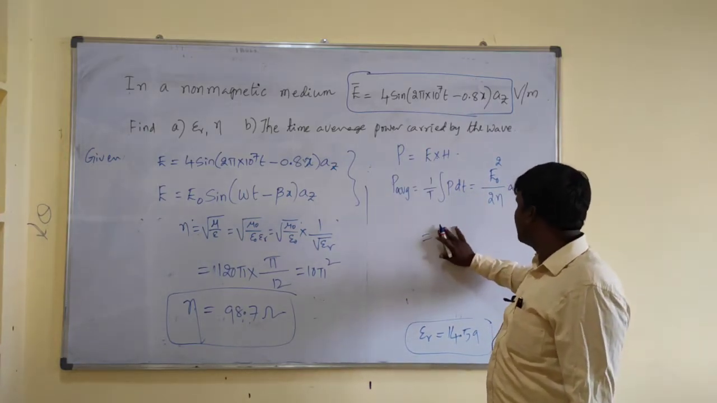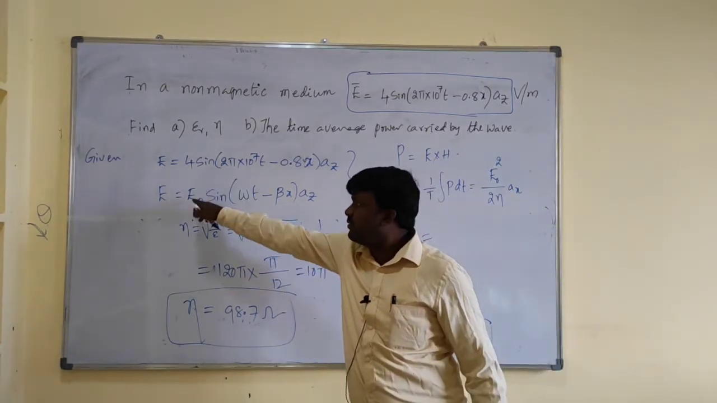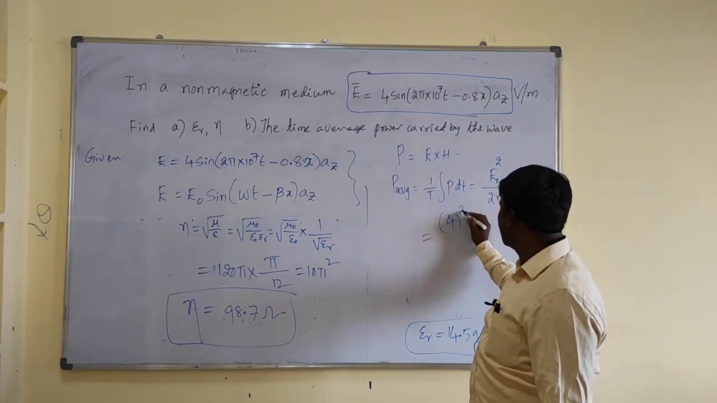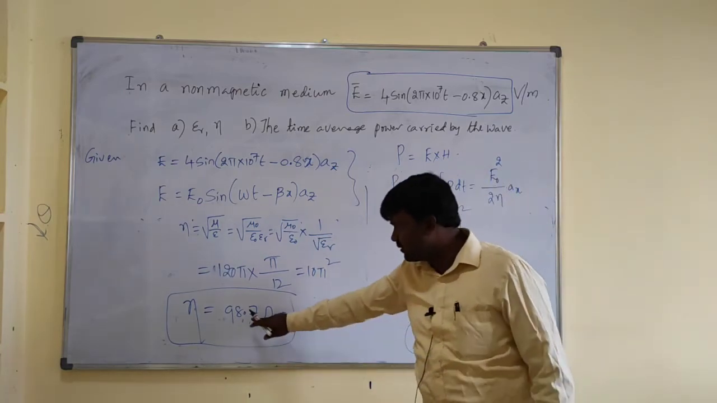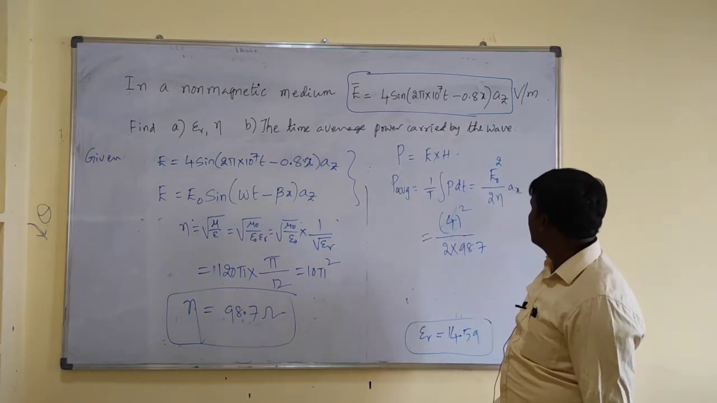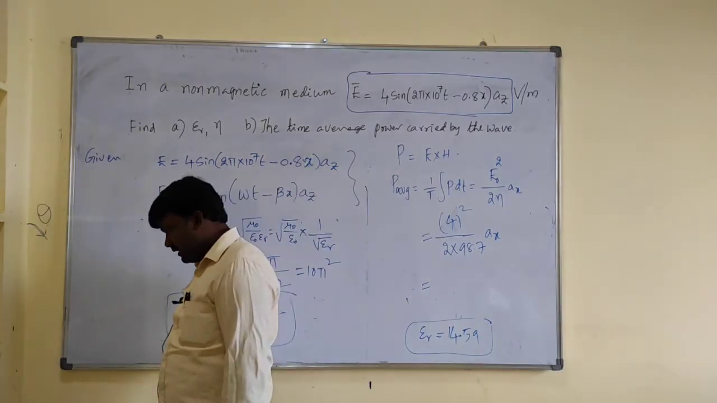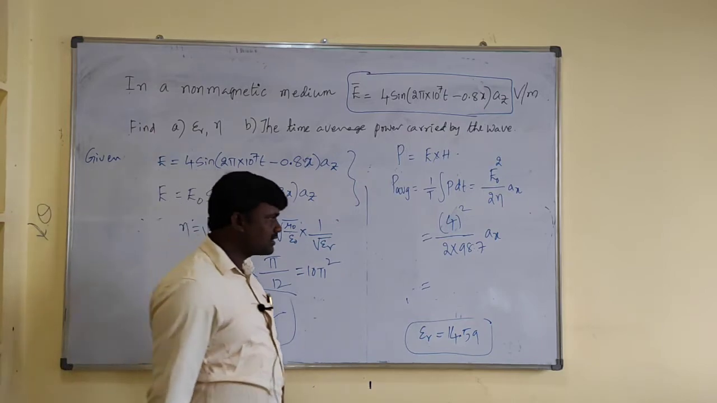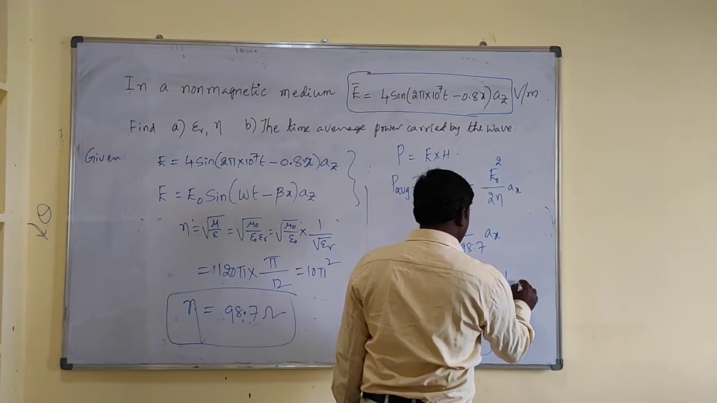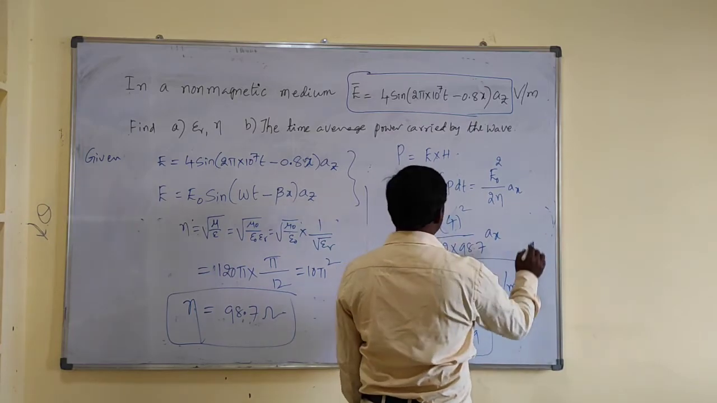Substitute these values. E naught is 4, so it is 4 whole square by 2 eta, and eta is 98.7, in the Ax direction. After simplification we get this value as 81 Ax milliwatts per meter square. So this is the calculation of the time average Poynting vector.